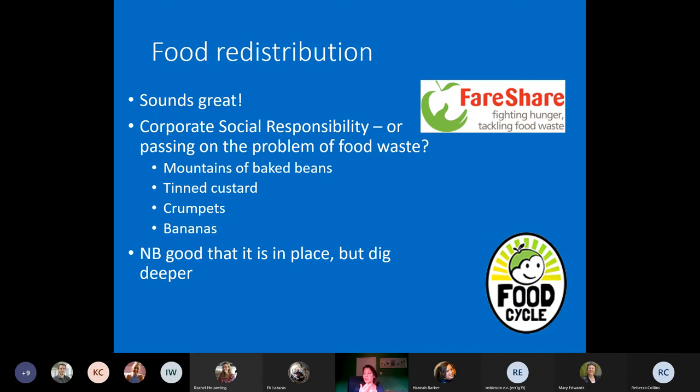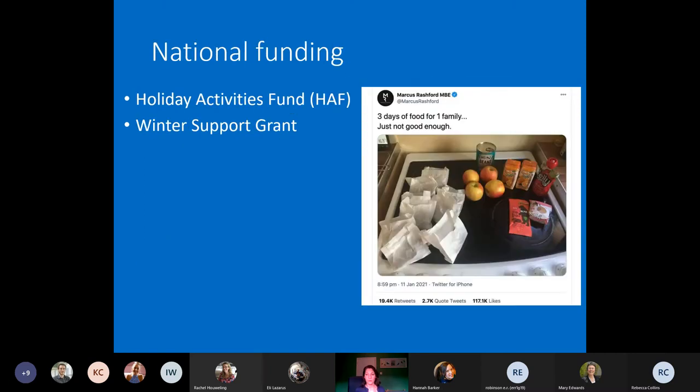So it's really good that we have this kind of distribution in place, that food's not going directly to a landfill. However, we need to be a little bit more critical about it and thinking around what are the real implications of giving surplus food to feed the poor, which is a pretty poor narrative altogether.